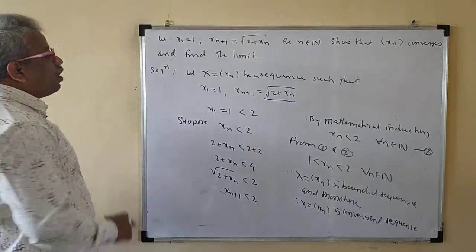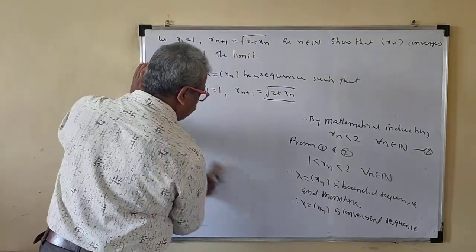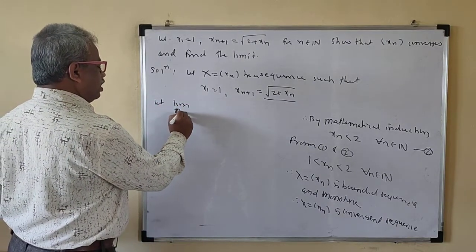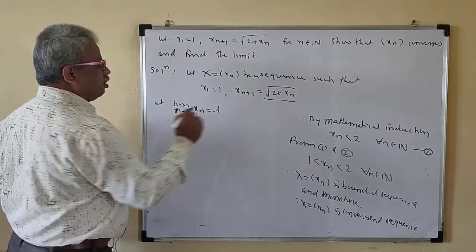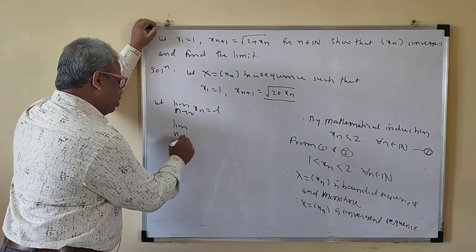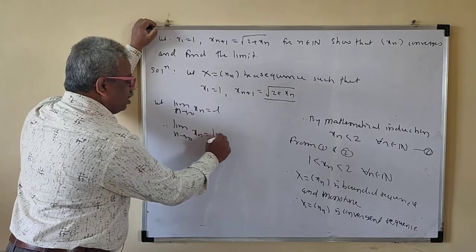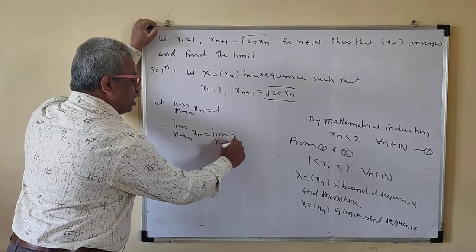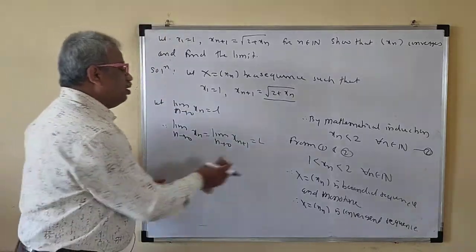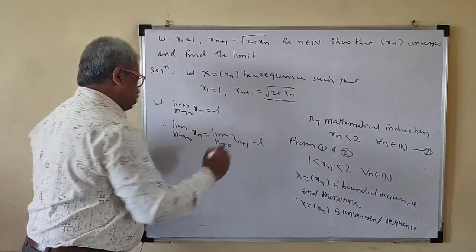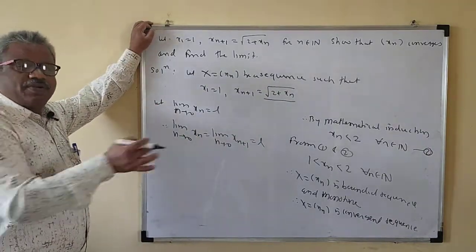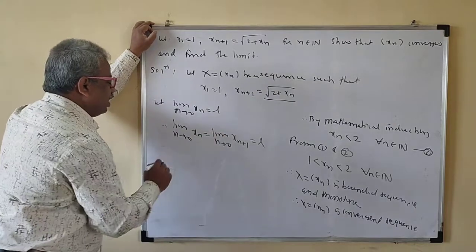Now we have to find the limit of this one. Let limit as n tends to infinity of xn be equal to small l. We want to find the value of this. Therefore, limit of xn is the same as limit of xn plus 1, and this is small l. Anything you can take, A or B, whatever you want, but for limit we have taken L here.